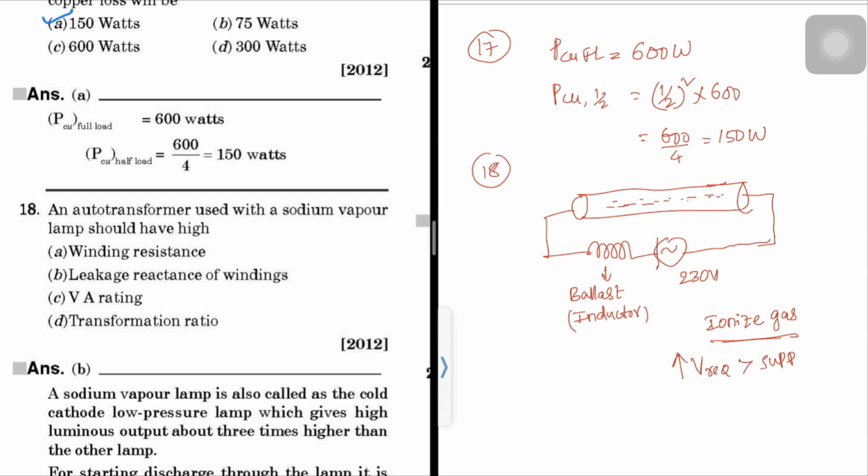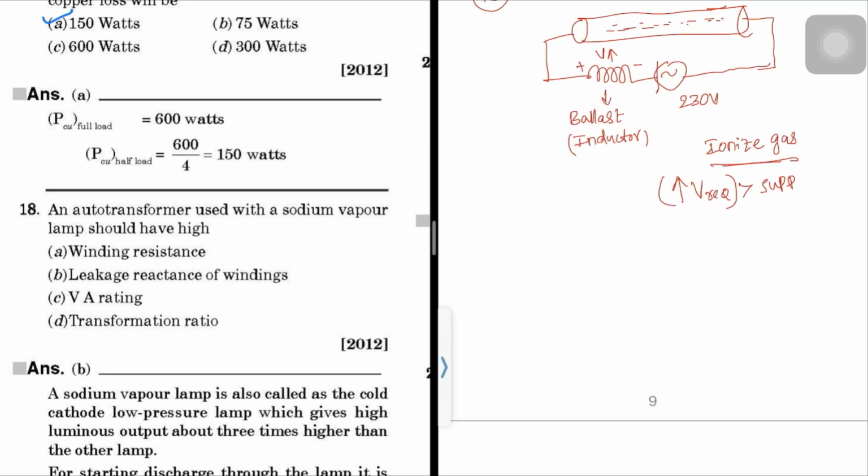Usually we need a high magnitude of voltage. So we need the voltage across the inductor to be high. Suppose this is an inductance. We need more voltage, which means we need more drop. If the leakage inductance is high, the voltage drop will be more. This drop will be used to ionize that gas. So the answer will be that the leakage reactance of the winding should be high.